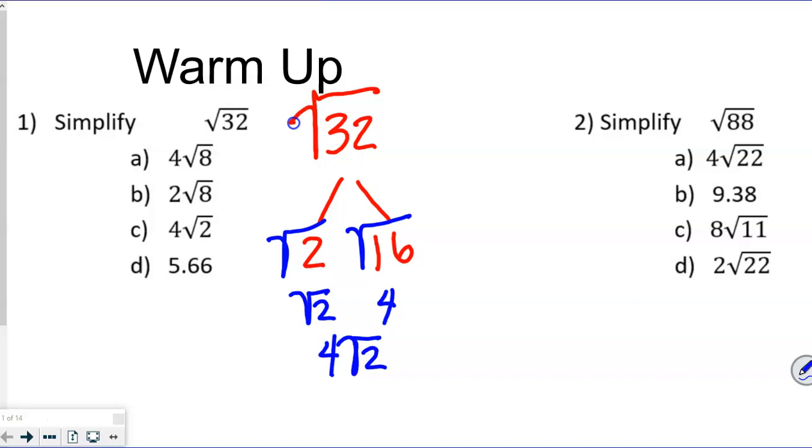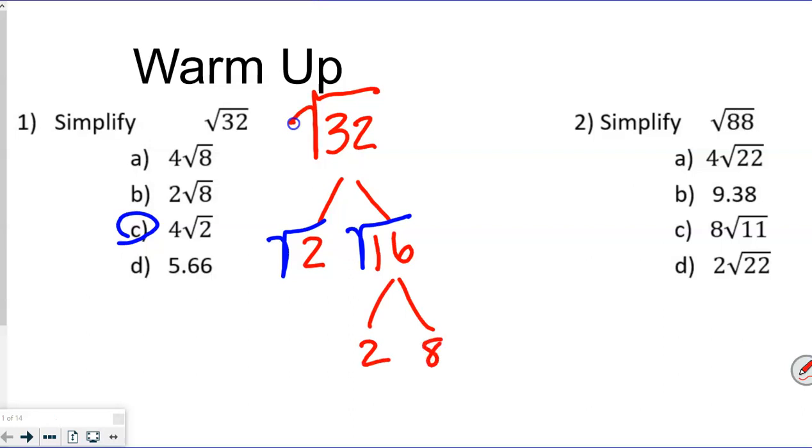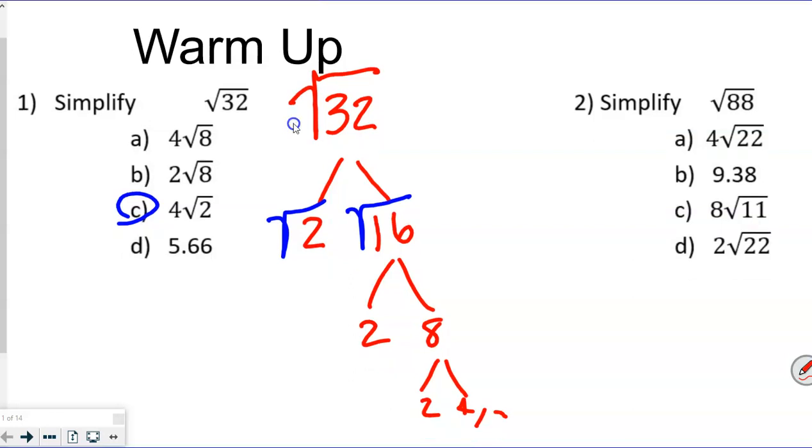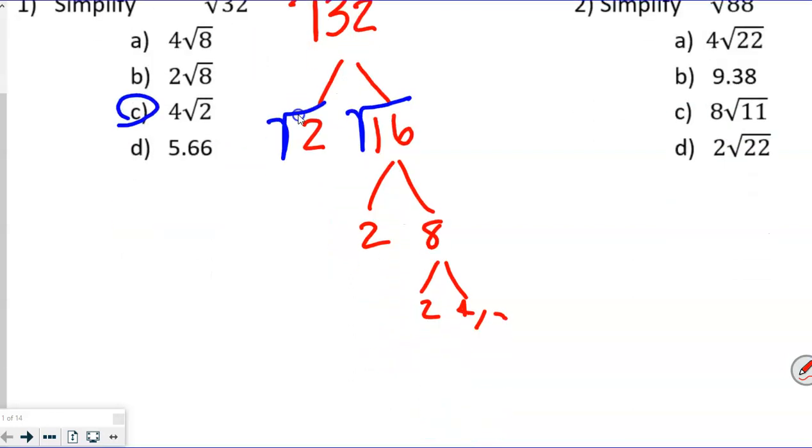Now there's another way to do this. So that's our answer. We're going to say that, okay? But I'm going to show you another way. So I could keep going with this, okay? So I can keep going down: 2, 8, 2, 4, another 2 and 2, right? Here, let me move it over.